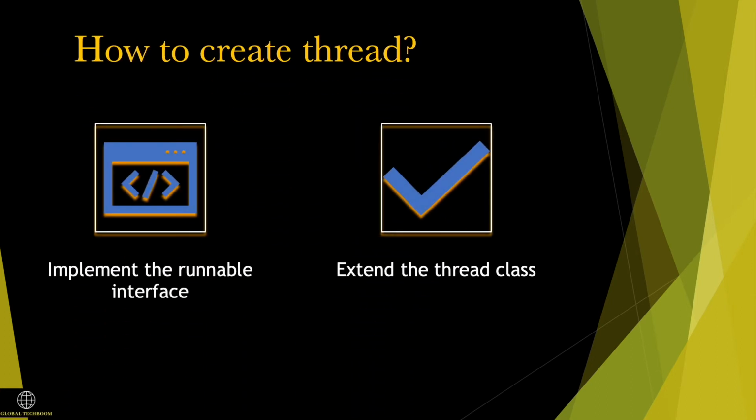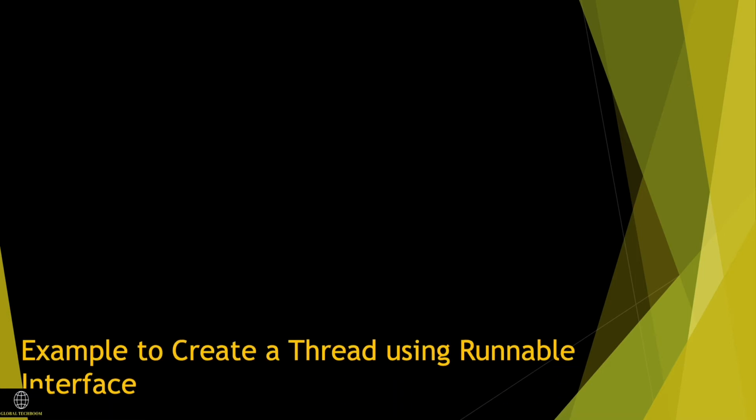Let us see the ways to create threads in Java. The easiest way to create a thread is to create a class that implements the Runnable interface. To implement Runnable, a class need only implement a single method called run. You will define the code that constitutes the new thread inside the run method. After you create a class that implements Runnable, you will instantiate an object of type Thread from within that class.